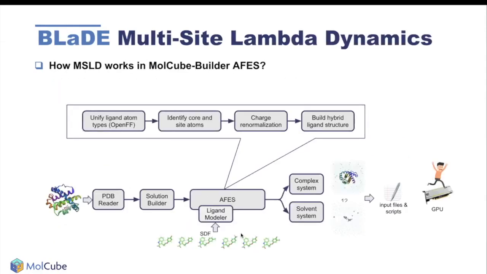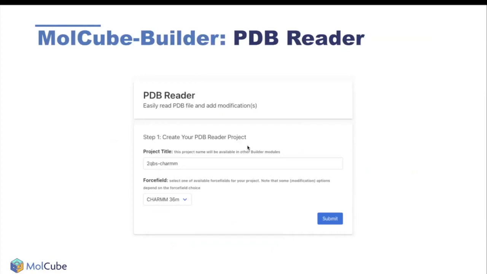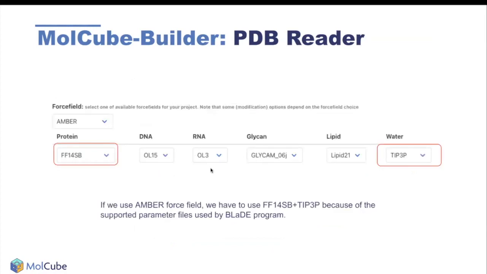Next, we can use MolCube-Builder to set up this MSLD system. First, we create a PDB reader project. We give it a title as 2QBS-CHARMM. Here, we select CHARMM-36M as the main force field. It decides the force field for the macromolecules, including protein, nucleic acids, and membrane. We can also select the amber force field here.